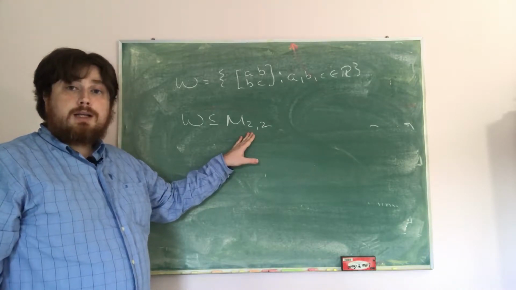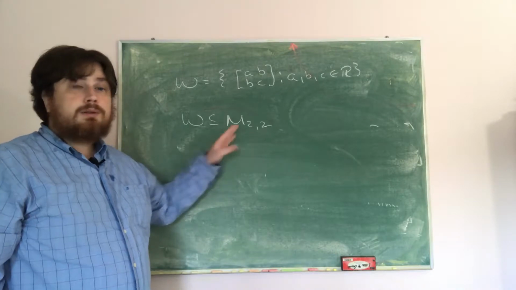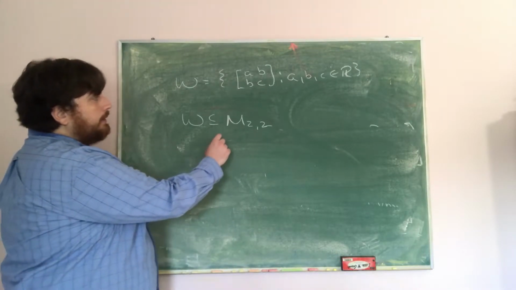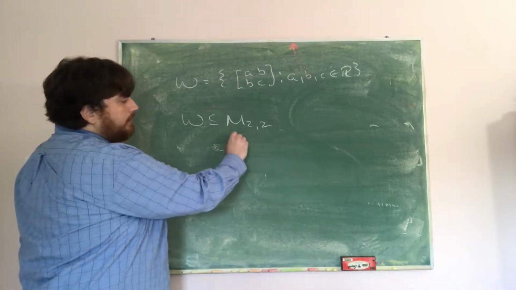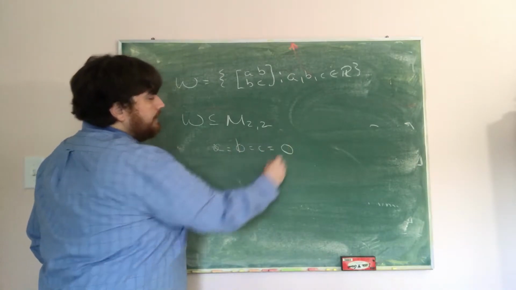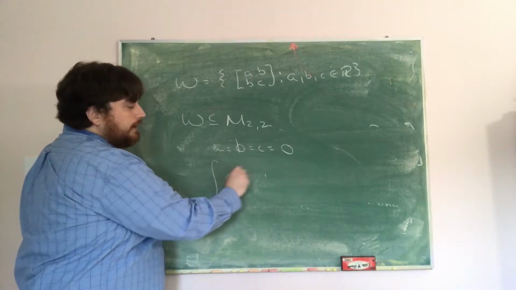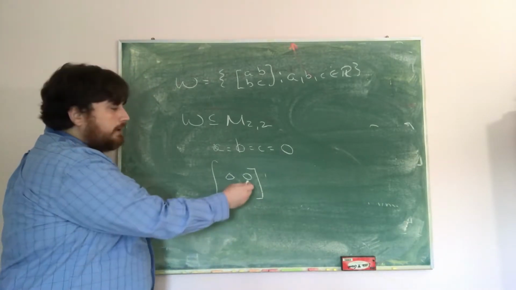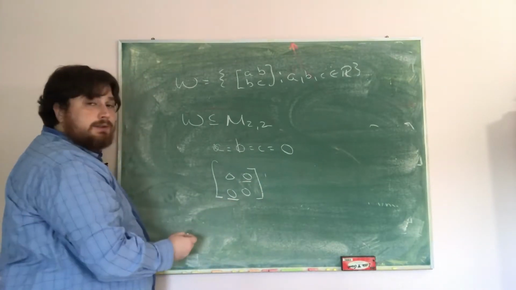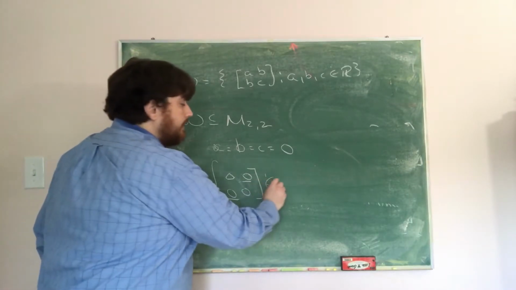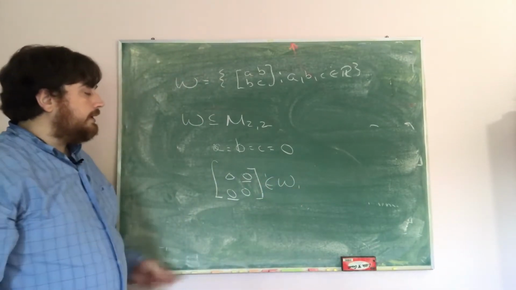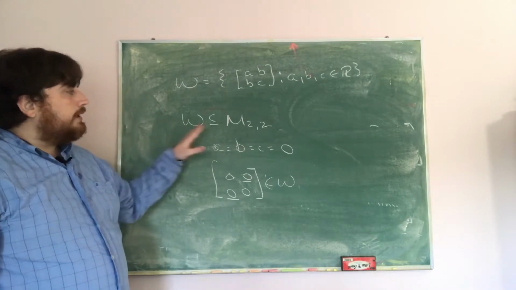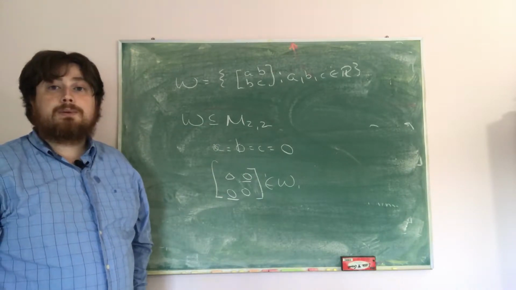Now, to show that it's a non-empty subset, we have to find an example. So an easy example would be, well, let's let a equal b equal c equal 0. Then we get the matrix 0, 0, 0, 0. Notice that this is symmetric because this term is equal to this term. Therefore, this is in W. So we do indeed have that W is a non-empty subset of M22.